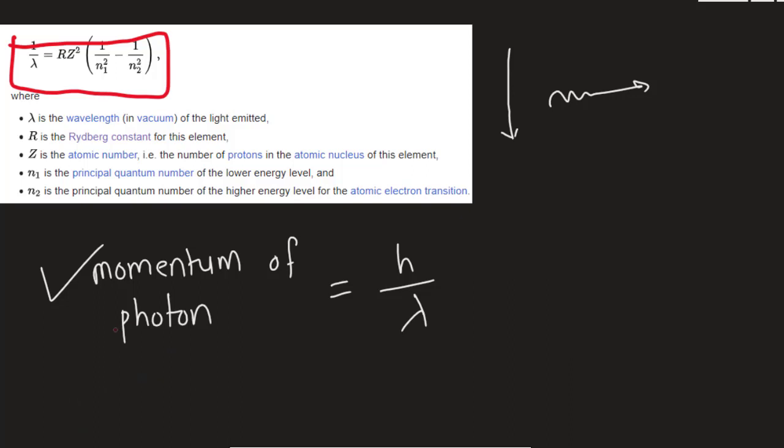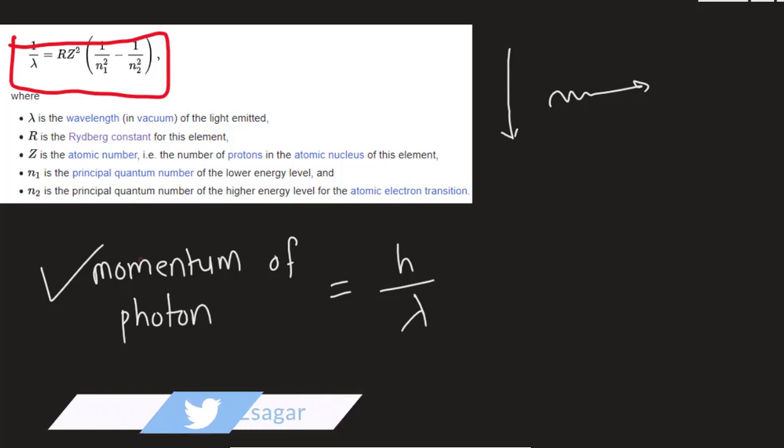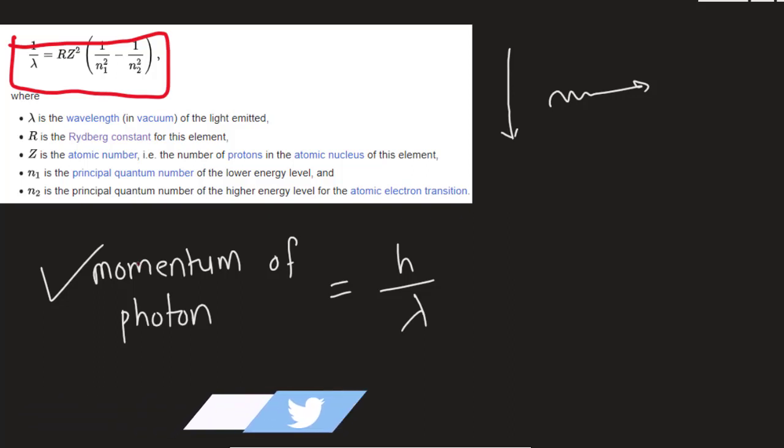It is given by 1/λ = R Z² (1/n1² − 1/n2²). R is the Rydberg constant, Z is the atomic number, and n1, n2 are energy levels. Out of these, n2 is the higher energy level and n1 is the lower energy level. So using this formula, we can find the wavelength of the photon that has been emitted when that transition happens.